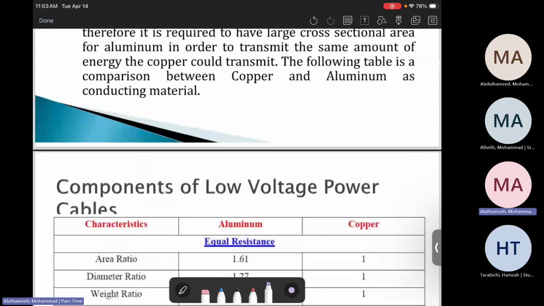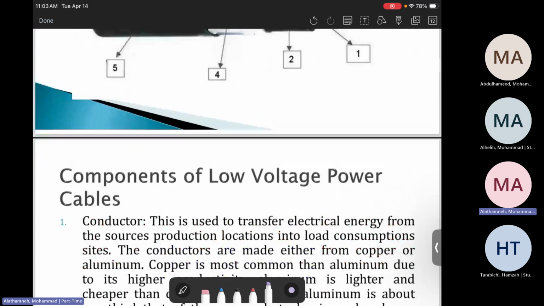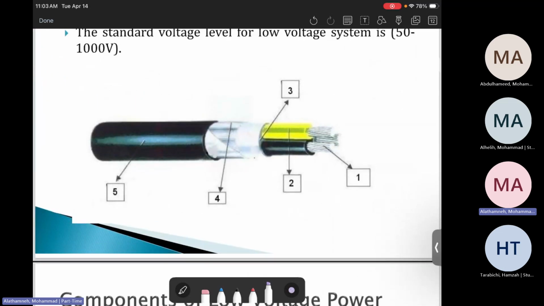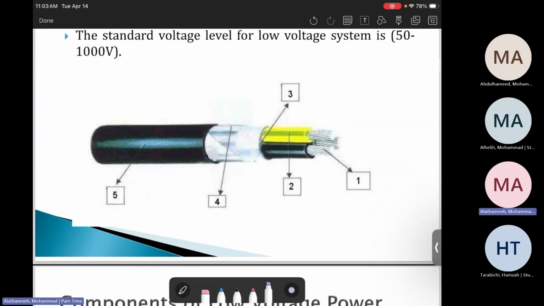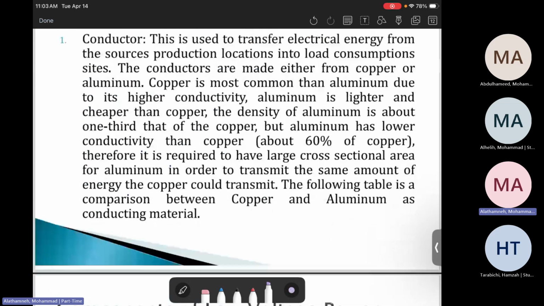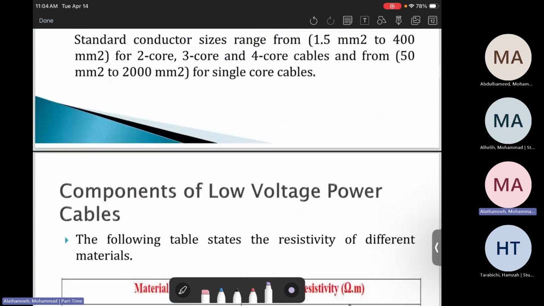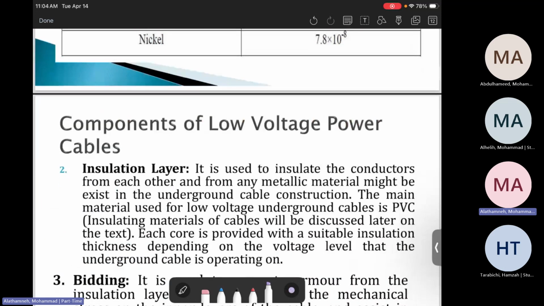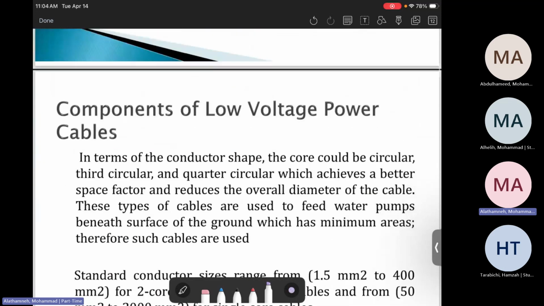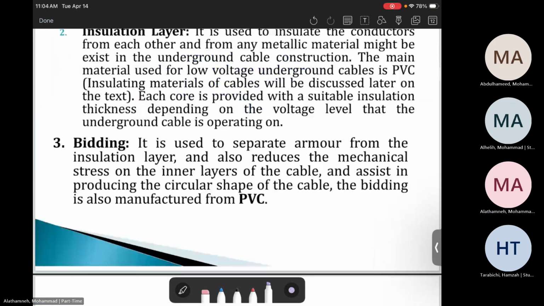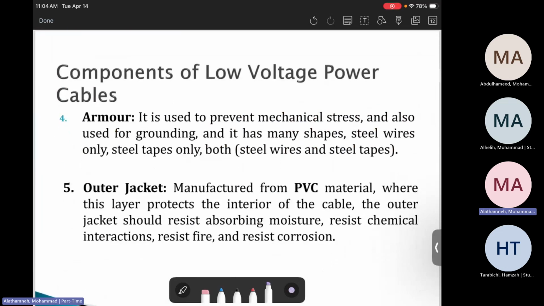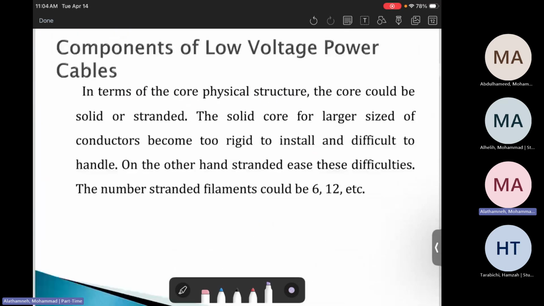So we can see that there are some areas, like the first thing, which is called the conductor. This is a three-phase. Then the second thing, where is it? I believe I labeled every material here. The insulation layer. Okay. Then the third thing. Then number four, armor. Then the outer jackets.